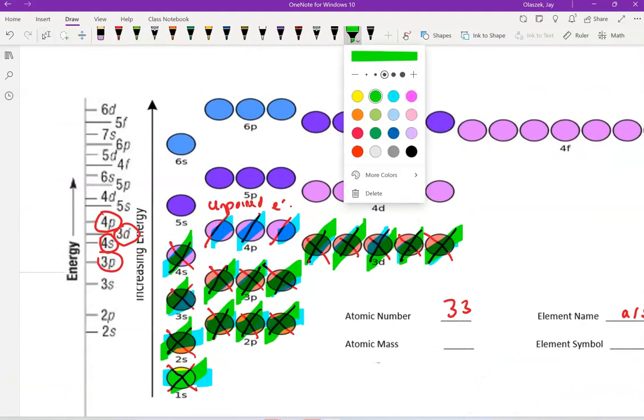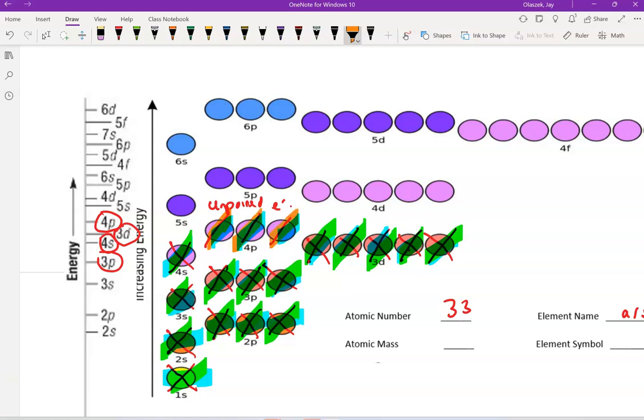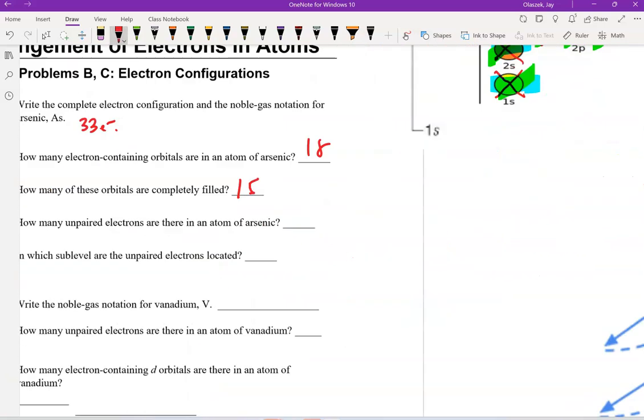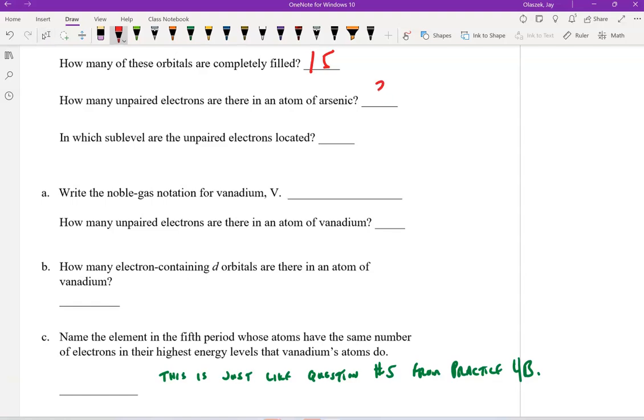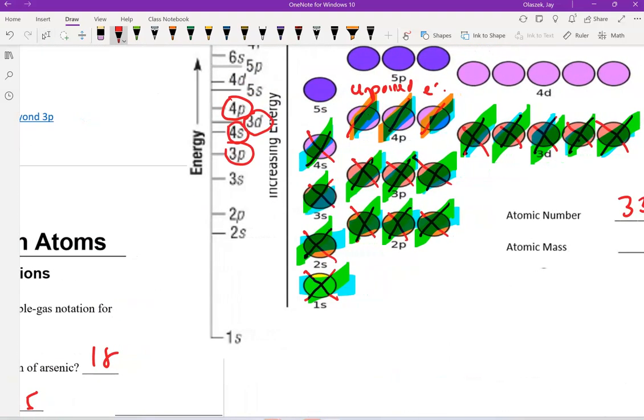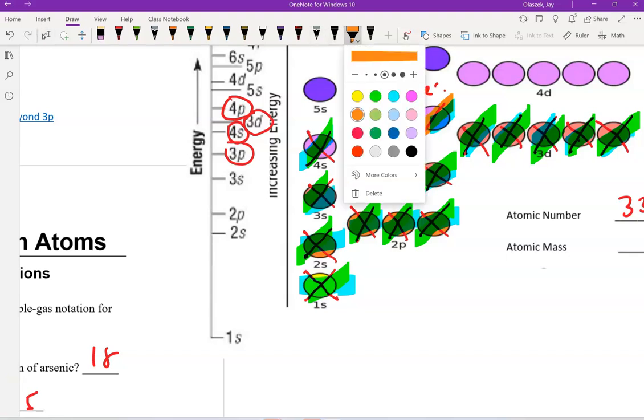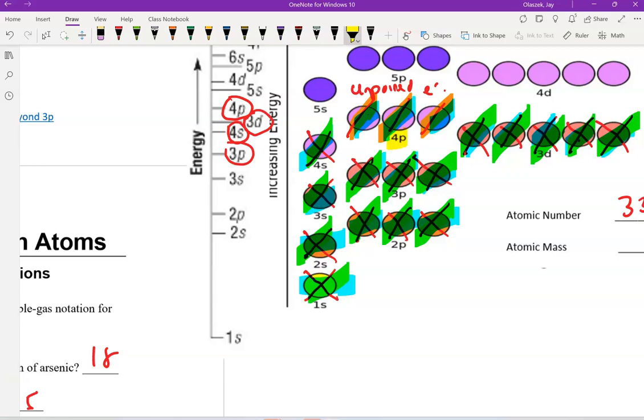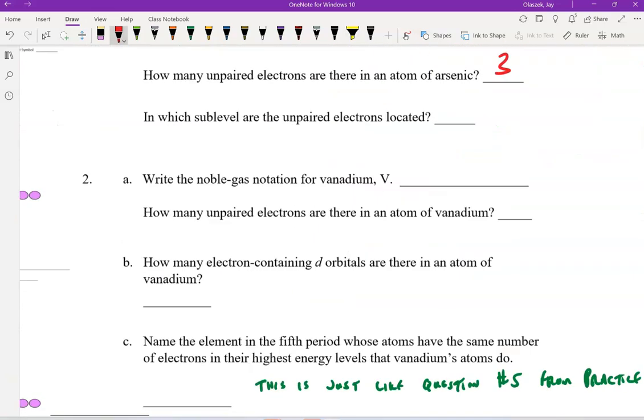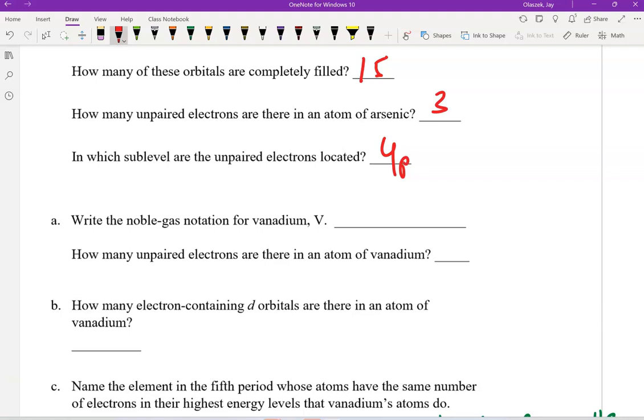How many unpaired electrons are there in an atom of arsenic? Unpaired electrons are electrons that aren't sharing an orbital with another electron. 1, 2, and 3. That means that there are 3 unpaired electrons in an atom of arsenic. In what sublevel are the unpaired electrons located? They're here in the energy level 4 and the p-shaped orbitals. So we'll say they're in sublevel 4p. That's all you do.